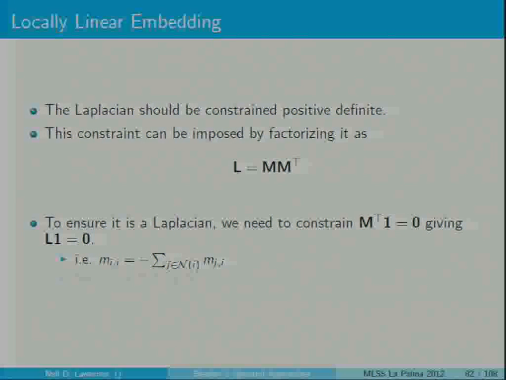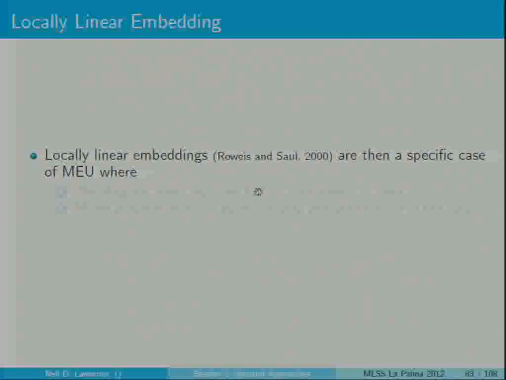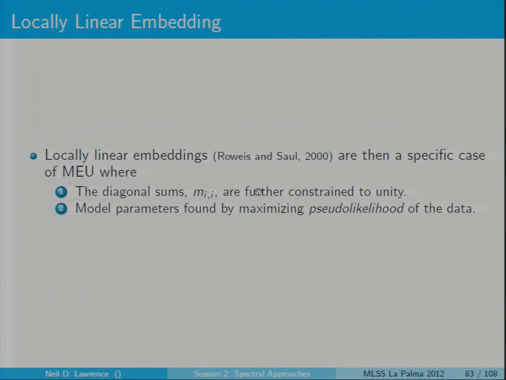Once we've done that, we end up with this result that the diagonal must equal the sum of the off diagonals. Now, locally linear embeddings are then a specific case of maximum entropy unfolding where, first of all, you constrain those diagonal sums M_ii to 1. Remember, the sum of w's was going to be set to 1 instead of allowing it to vary. And you find the model parameters by maximizing the pseudo-likelihood of the data, not the real likelihood. That's typically a fast way of fitting a Gaussian random field. In fact, pseudo-likelihoods were originally proposed by people working in spatial statistics who are fitting Gaussian random fields.